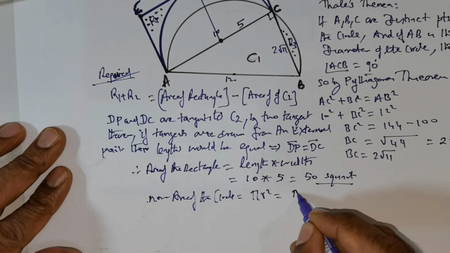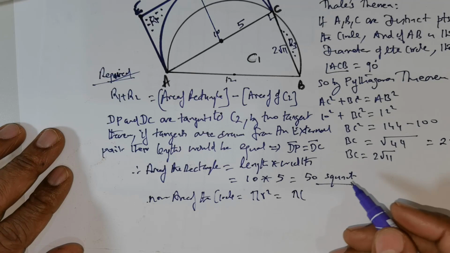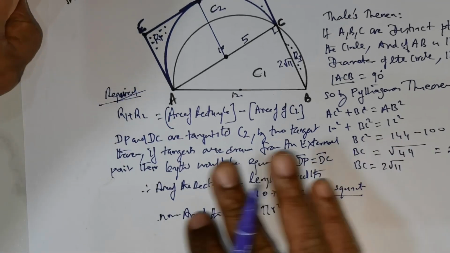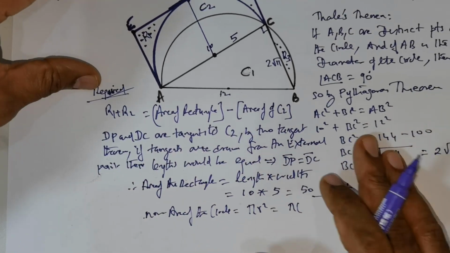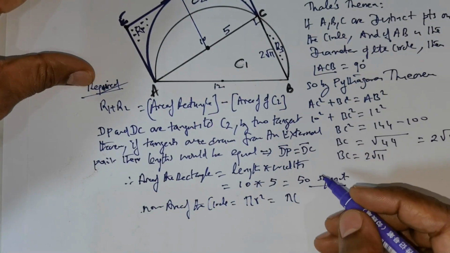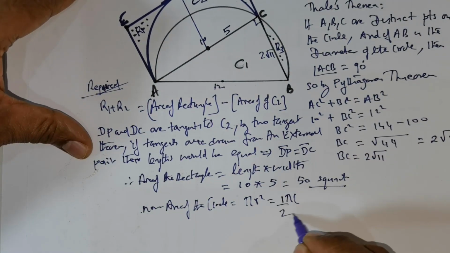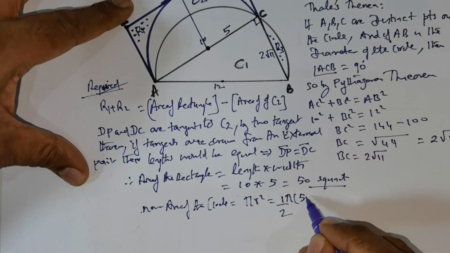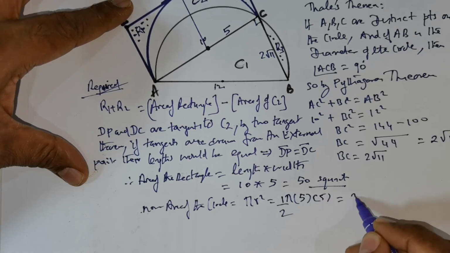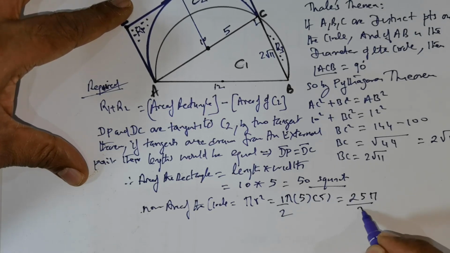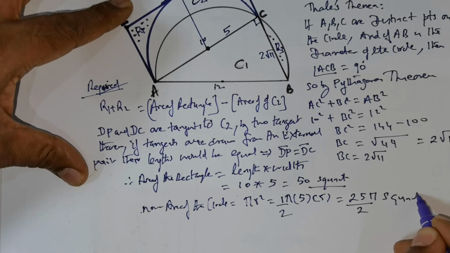So this is going to be pi, and it's a semicircle. That is the important thing. We have to take note that this is a semicircle. Since it's a semicircle, we have to divide by 2. So pi times 5 squared over 2 is equal to 25 pi over 2 square units.